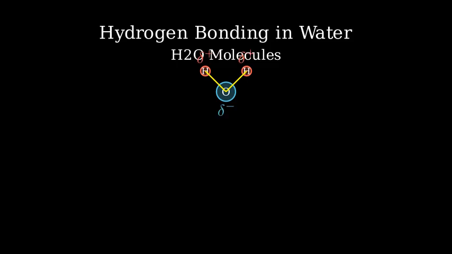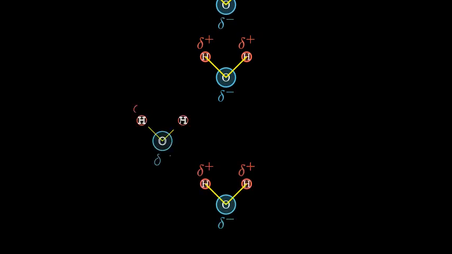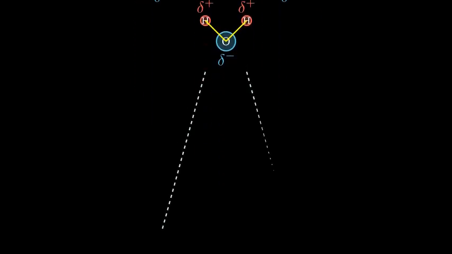Due to oxygen's high electronegativity, the molecule has a slightly negative charge near the oxygen and slightly positive charges near the hydrogens. Now, let's see how water molecules form hydrogen bonds with each other. Each hydrogen can act as a donor, forming a hydrogen bond with the oxygen of another water molecule. The oxygen can also act as an acceptor, forming hydrogen bonds with hydrogens from two other water molecules.